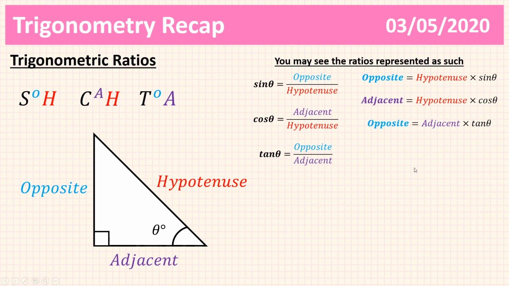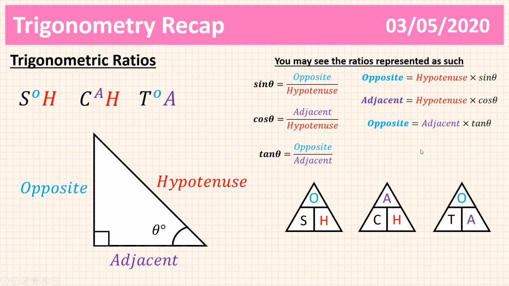And lastly, another way that you may want to use, I personally don't like them because they're really easy to misremember, but I will still show you them because it's useful to see multiple different representations and ways to use a formula, is the formula triangles that you may see in science. So once again, it's very similar to SOH CAH TOA. So we've got sine, opposite, hypotenuse; cosine, adjacent, hypotenuse; tangent, opposite, adjacent.